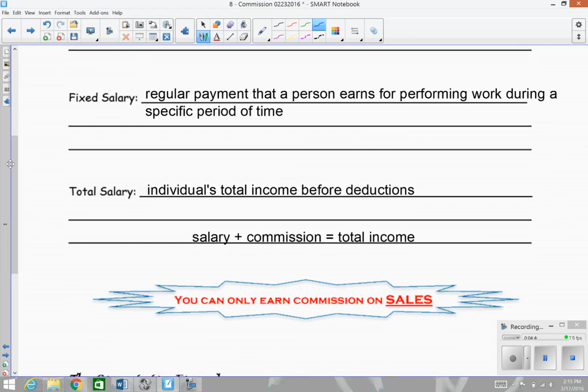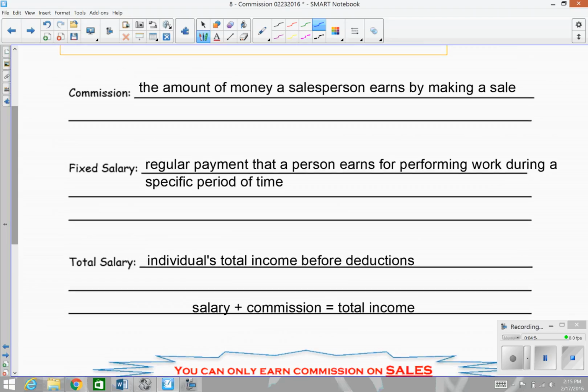We also have what's known as a fixed salary, which is a regular payment that a person earns for performing work during a specific period of time. So a fixed salary is your paycheck. If you want to make a little note, if you go to work, you show up, you do what you're supposed to do, you get paid. Normally, you get a check every 2 weeks. Sometimes you get one every week.